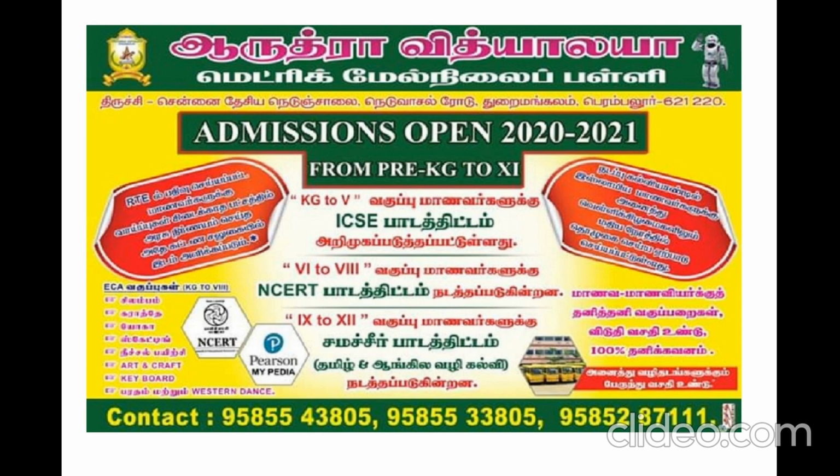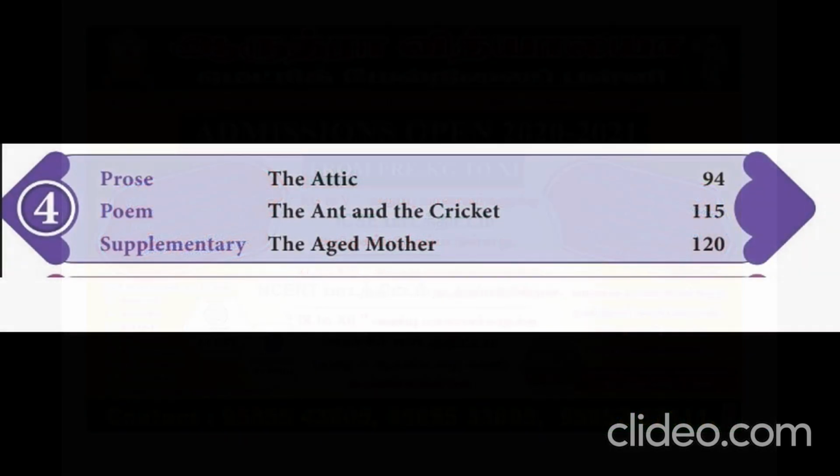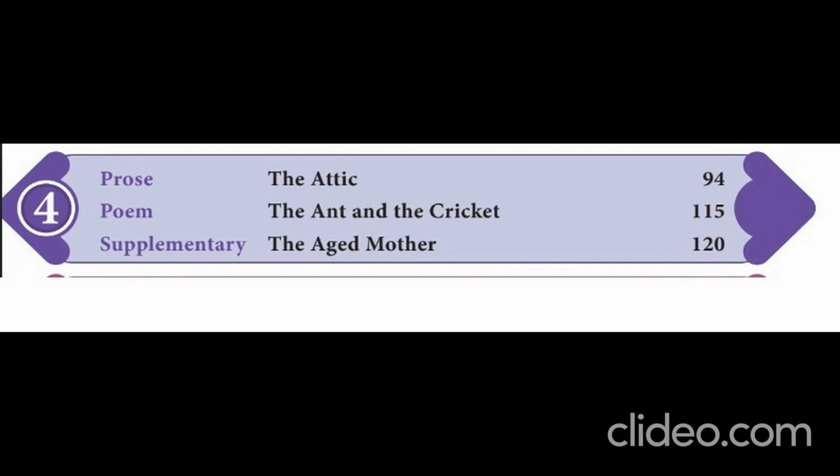So let us learn a poem about an ant and a cricket who is teaching us how to be responsible in future. Before going to the poem, we can see this poem introduction. So in our 10th book, this poem is in unit 4, the part of poem in the title, the ant and the cricket. So basically this poem is a fable written in the form of a poem by Greek writer Aesop.